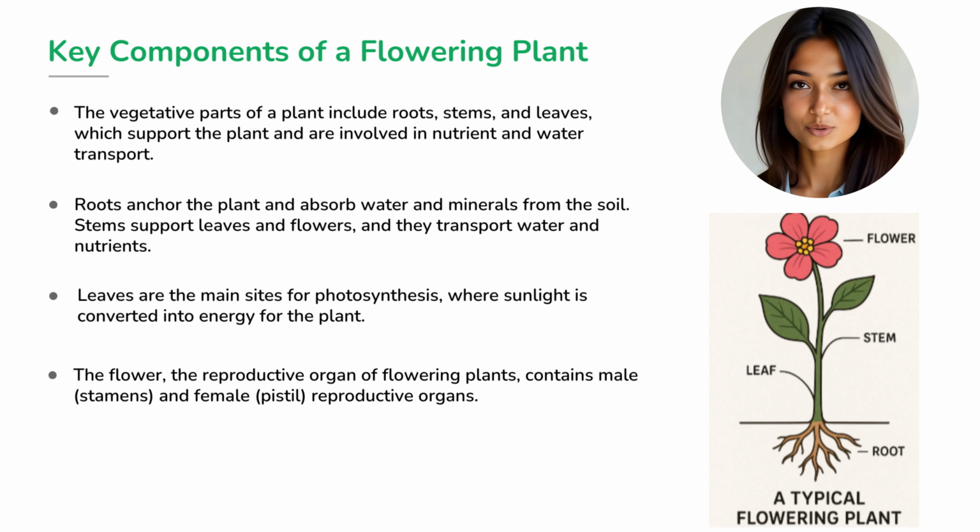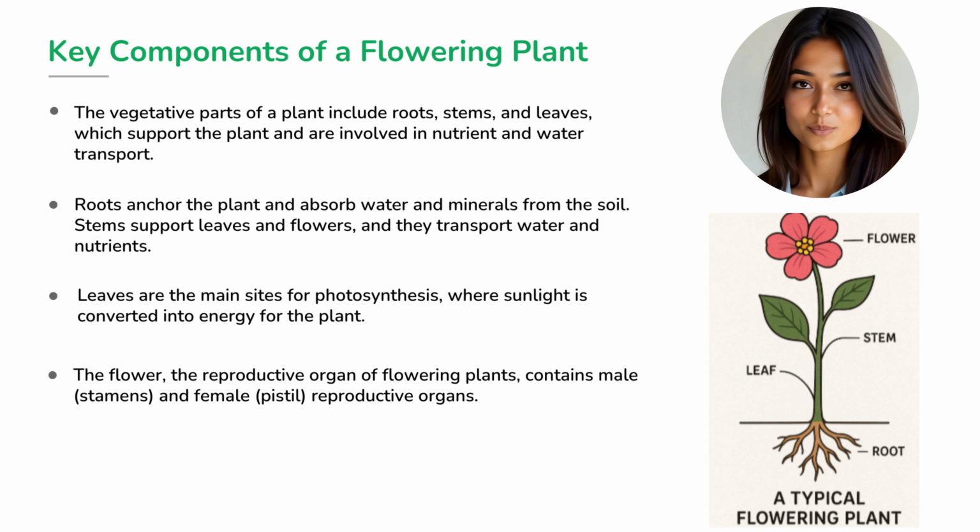First, we have the roots. These are more than just anchors. They work tirelessly to absorb water and nutrients, ensuring that the plant has everything it needs to grow and thrive. The stem is like the highway of the plant, transporting water and nutrients from the roots to the leaves where the real action happens. And speaking of leaves, they're where photosynthesis takes place, the process that fuels plant growth and gives us oxygen to breathe.